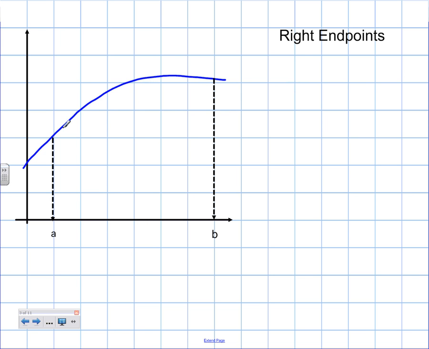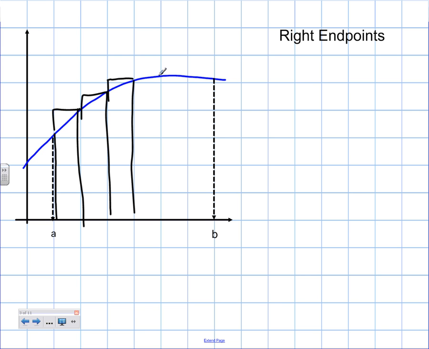That's one sort of working definition that we might have. If we use the right endpoints, well, we make our rectangles start on the right, okay? And so we get a bunch of rectangles that look like this.